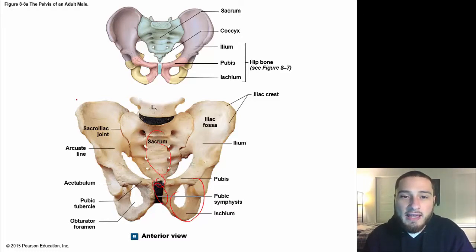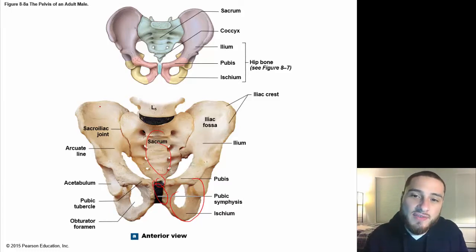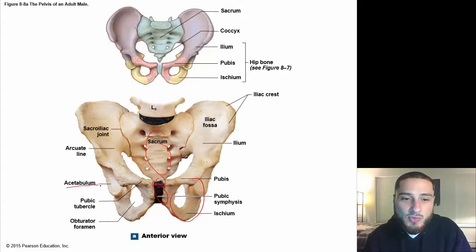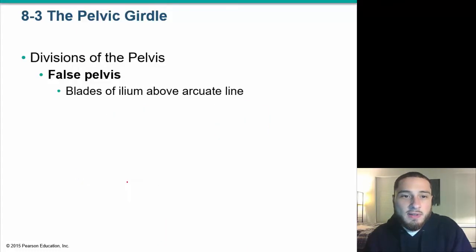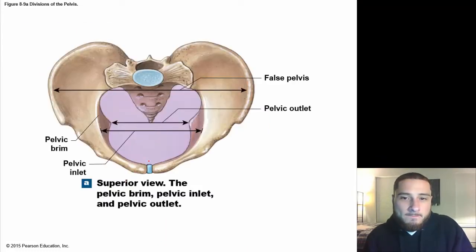Also, if we look at the different size and shape of the hip bones, you can tell if it's a male or a female. We have the acetabulum. This is where the head of the femur connects or links in with this hip bone, and it creates a very sturdy joint. This is a posterior view of this. Here we see a superior view.